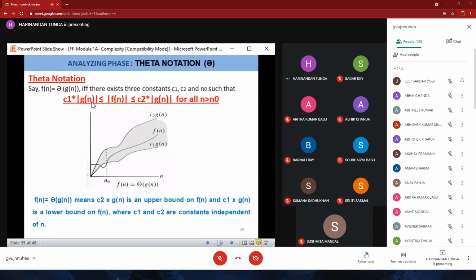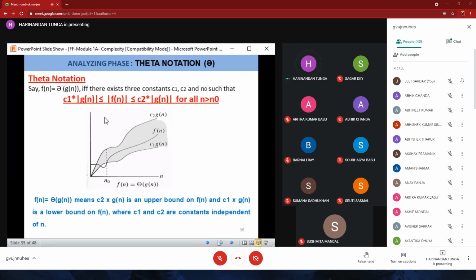the left side is c1 into mod of g(n) less than or equal to f(n). This part is the big omega definition, and mod of f(n) less than or equal to c2 into mod of g(n) is the big O definition condition. These two conditions, big omega and big O, combine to form the condition of the big theta notation.